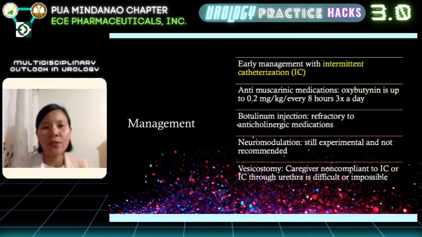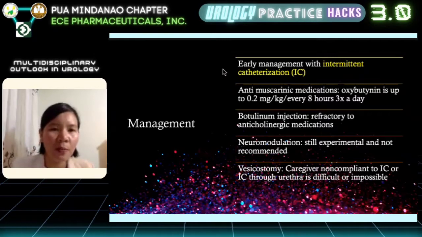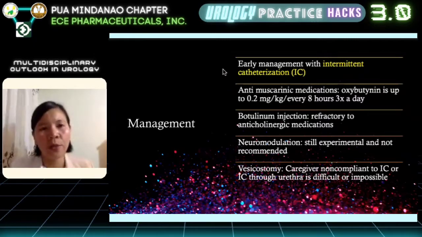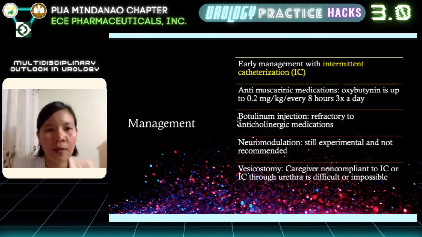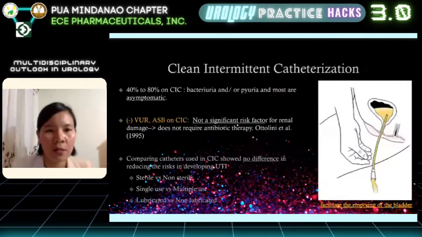So starting these children, the patients with neurogenic bladder, on early intermittent catheterization greatly decreases the chance for renal complication and the need for later augmentation. So this is how we manage patients with neurogenic bladder. We start with intermittent catheterization with an antimuscarinic medication. After that, these are the more invasive management for those patients.